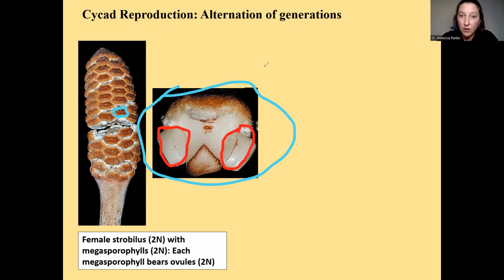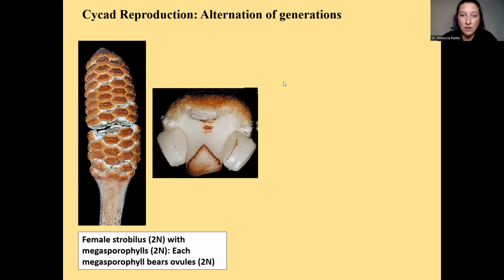And inside of that ovule would be the female gametophyte plant. So there's the female stuff. This is just saying top and bottom. I don't really care so much about adaxial or abaxial.